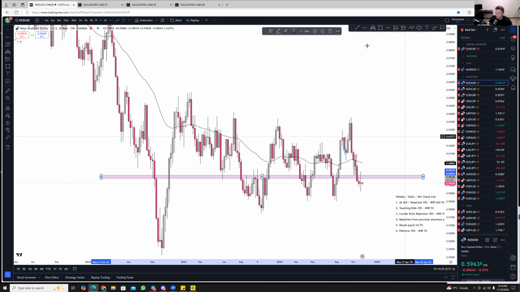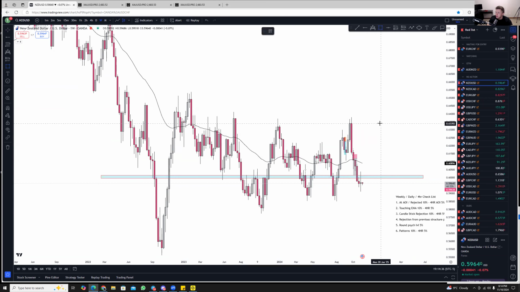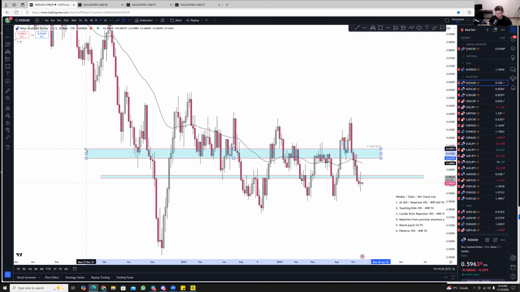1, 2, 3. That's a fairly good weekly zone. Let's get the right color, blue. No. That's too small. We could do something like right there, something like that as a weekly zone. And we don't need anything other than that because price is way down here.